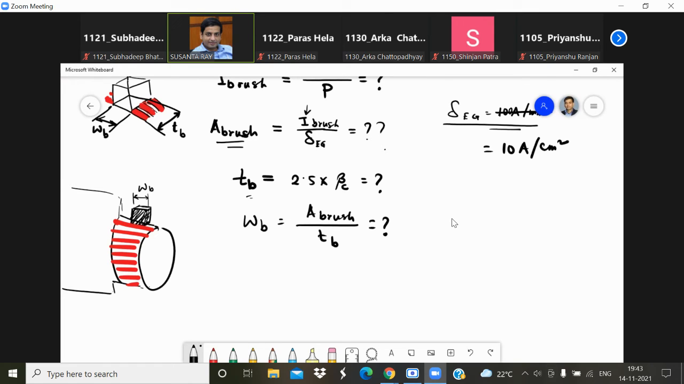So once you have calculated the WB, calculate the length. Okay, sir, the axial length of the commutator, that is LC. The LC you can calculate with the width of the brush plus some clearance. The clearance is 10 millimeter on both sides, plus another 20 mm you can take.